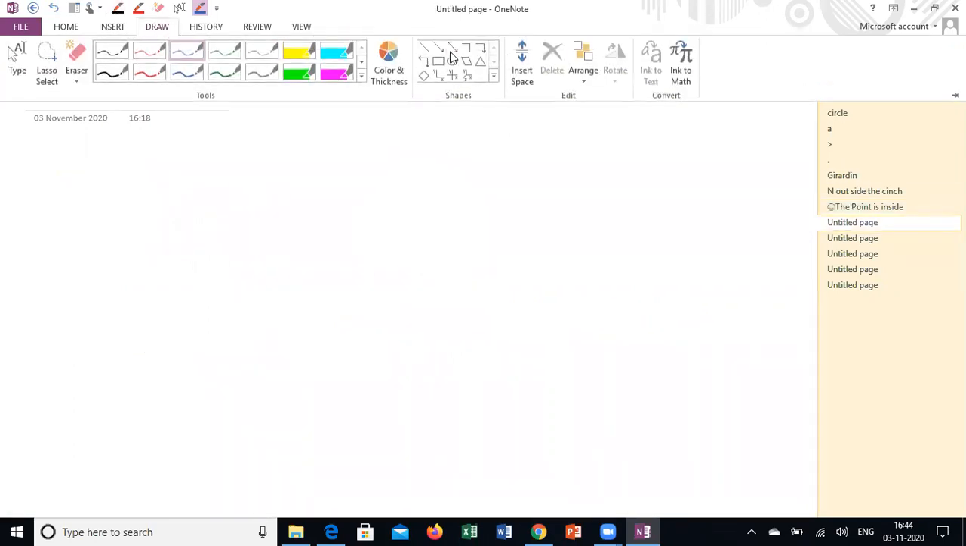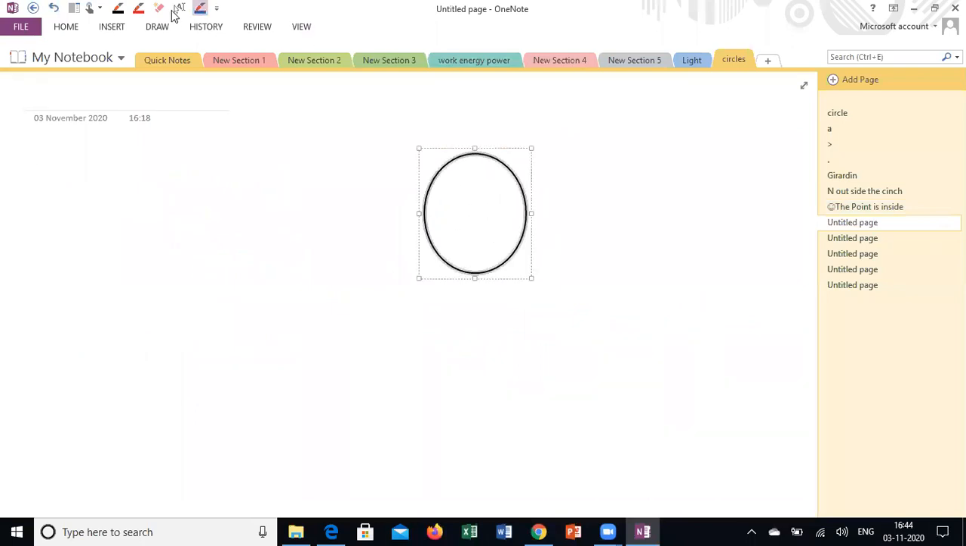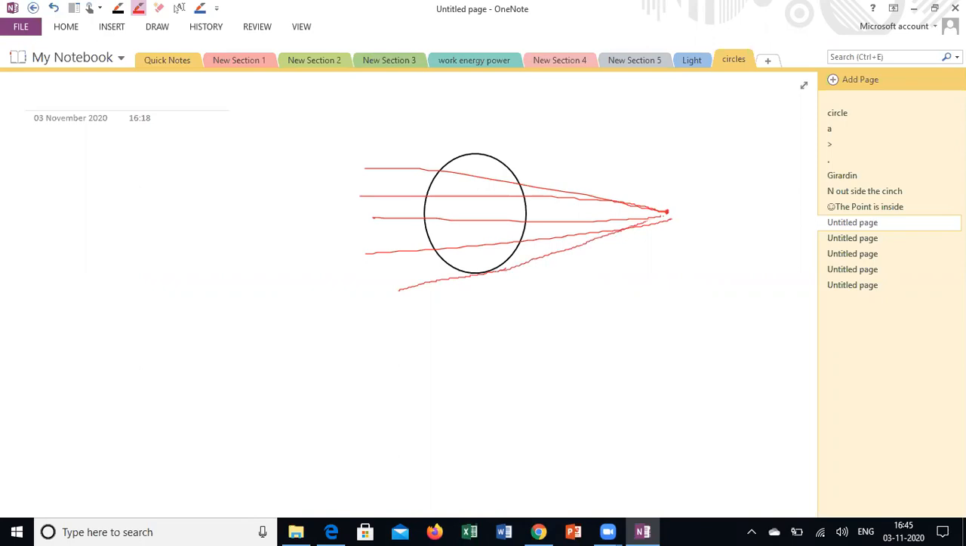Suppose I'm taking a circle and the point is outside. I can draw many lines from this point. But out of these, there are only two possible ways I can draw lines which can be called tangents. If the point is outside, we can draw two tangents from that common point.